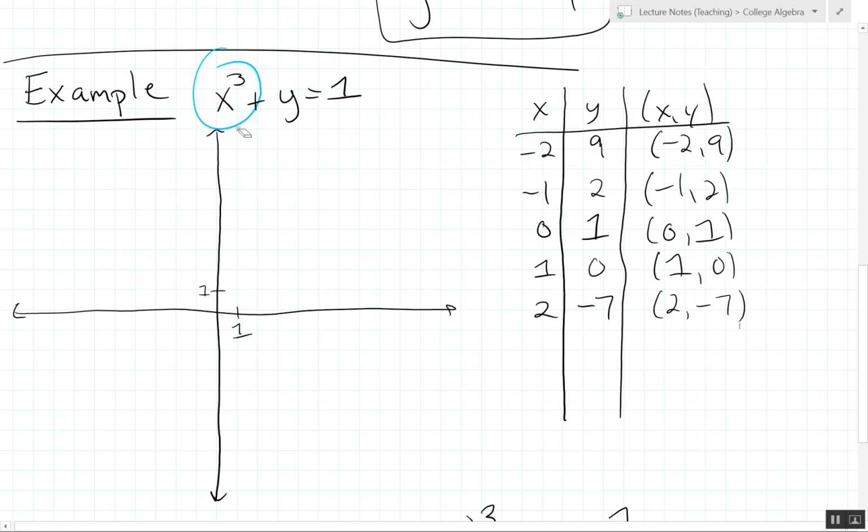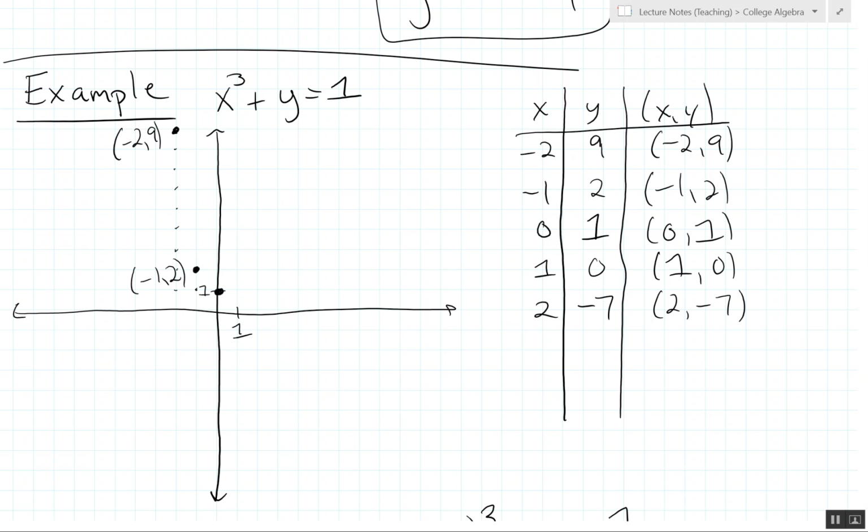So let's get rid of all this blue here and let's plot some points. So we want to go to -2, 9. So here's -2 and we need to go up 9. So 1, 2, 3, 4, 5, 6, 7, 8. Yay, my graph works. Or I had enough room. -1 goes only up 2. So we're going to go 1, 2. So here's my point. It's always a good practice to label points if you have the room. So -1, 2.